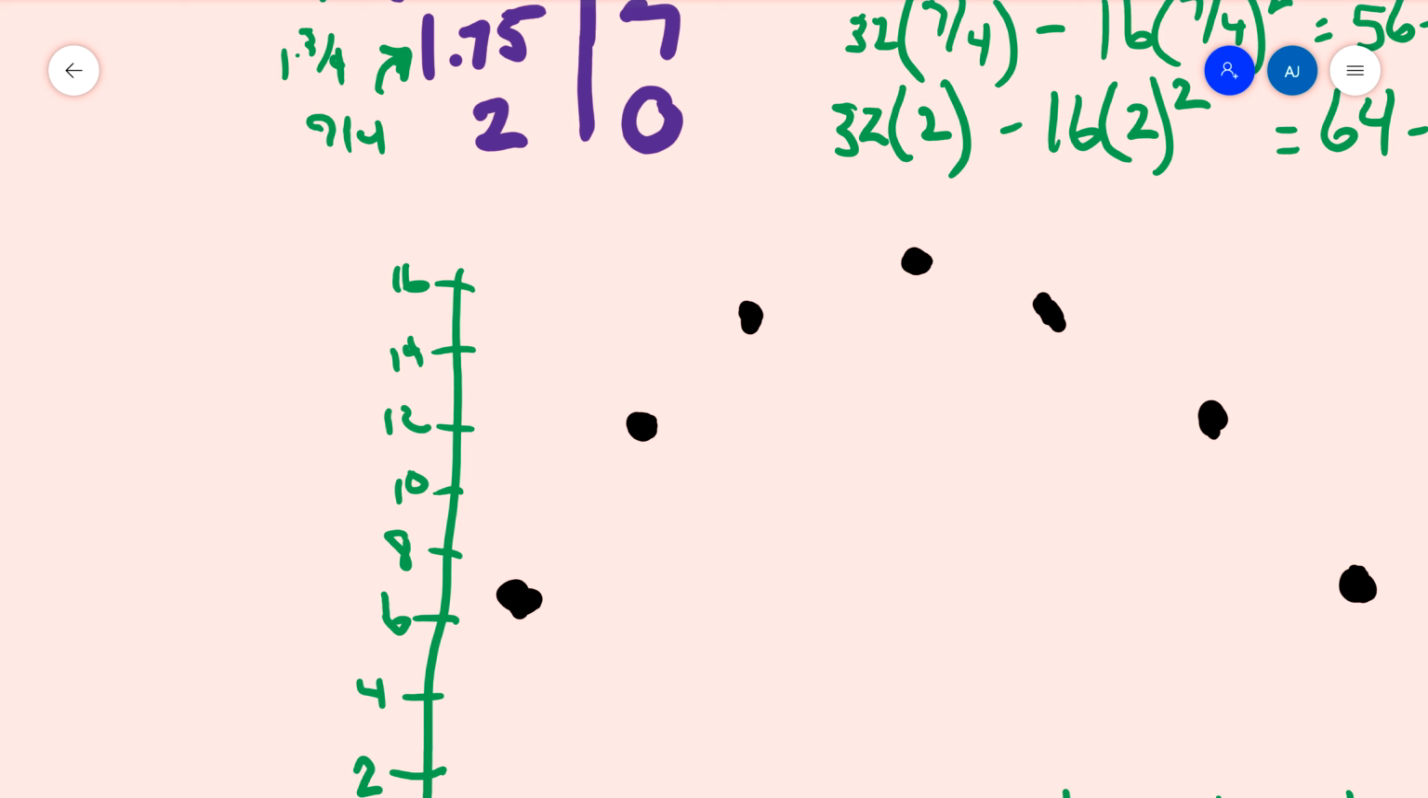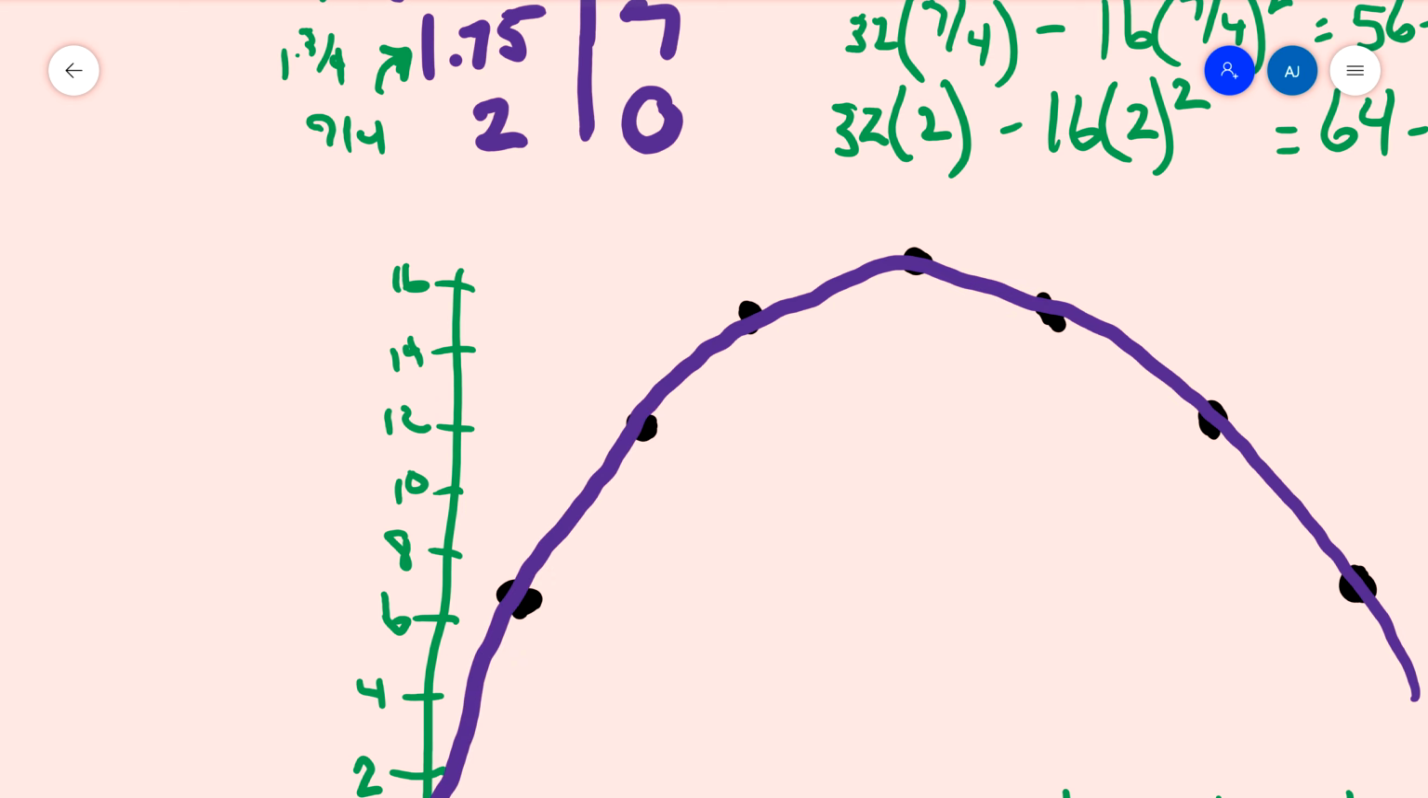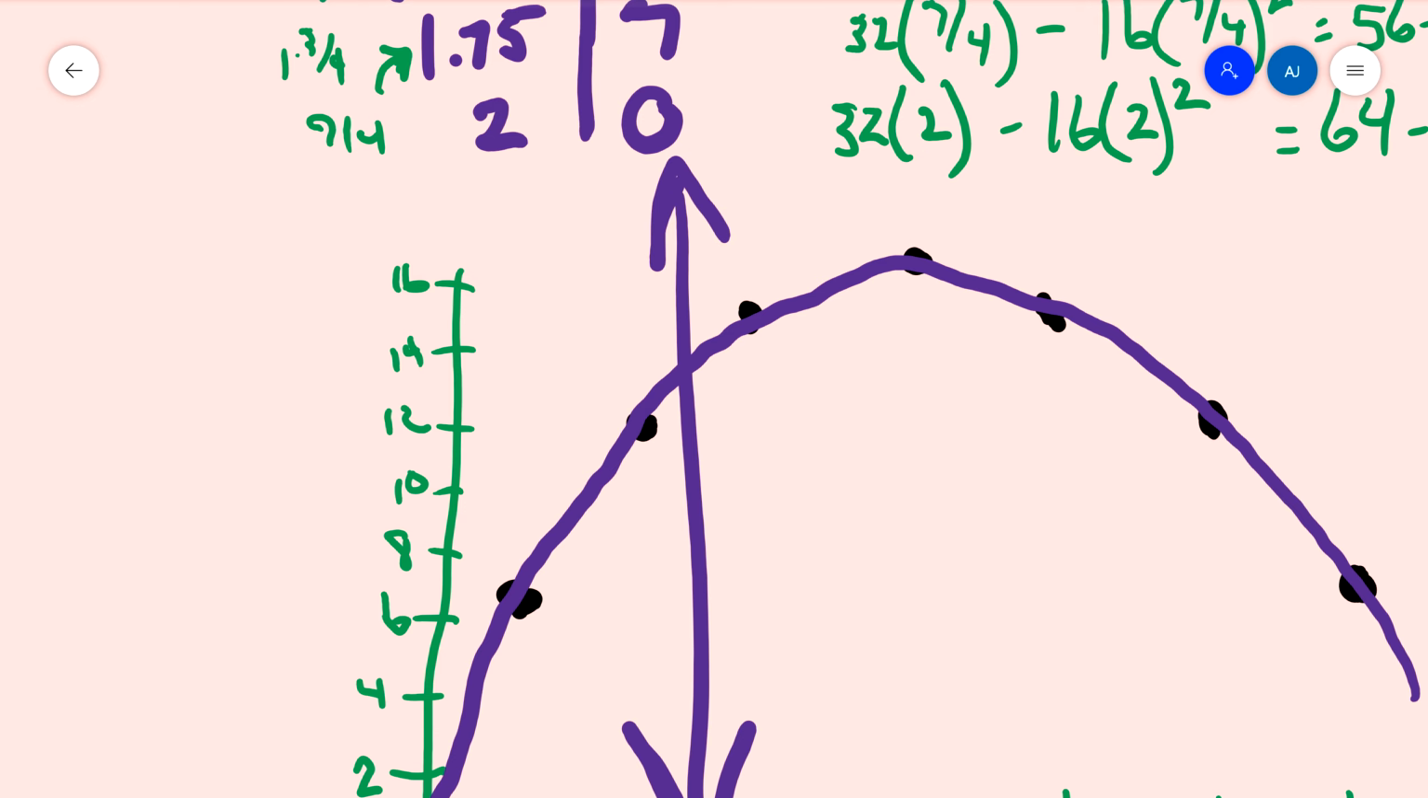I could draw a line, if this is an arc, I can draw a vertical line anywhere, and that line will hit the graph of the equation in only one place. It cannot hit the graph in 2 places. So that means this is a function as well. We already determined from the ordered pairs that it's a function, but now we can use the visual and draw a vertical line.